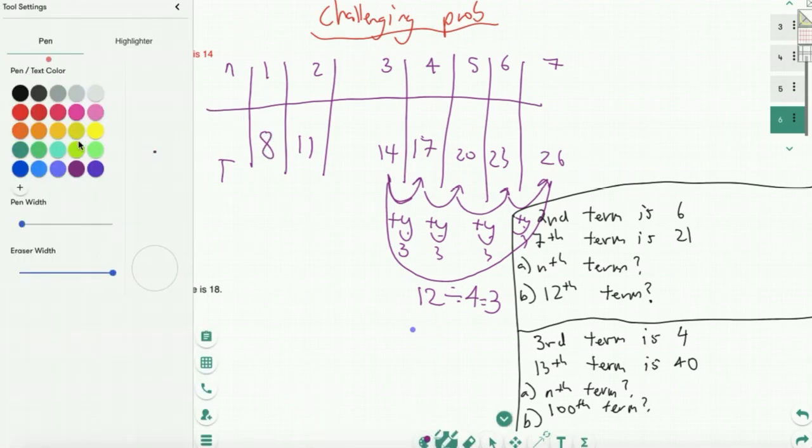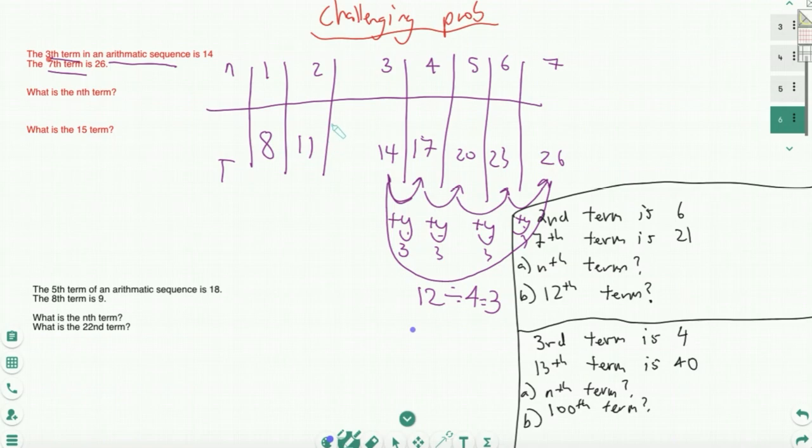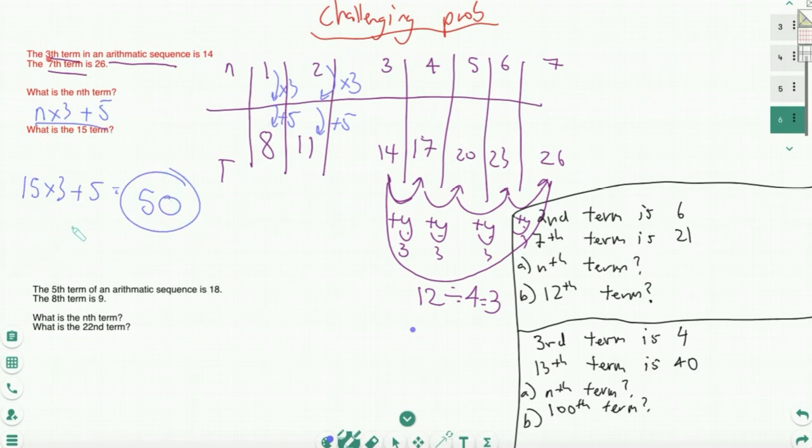Now we can find our nth term. So the jump between each term, the term-to-term rule is plus 3, so it's going to be multiplied by 3. So we can choose 2. 2 times 3 is 6, plus 5 is 11. Let's double check here. 1 times 3 is 3, plus 5 is 8. Good. So it's n times 3 plus 5. For the 15th term, all we're going to do is replace n with 15. So 15 times 3 plus 5. 15 times 3 is 45, plus 5 is 50. That's our answer.